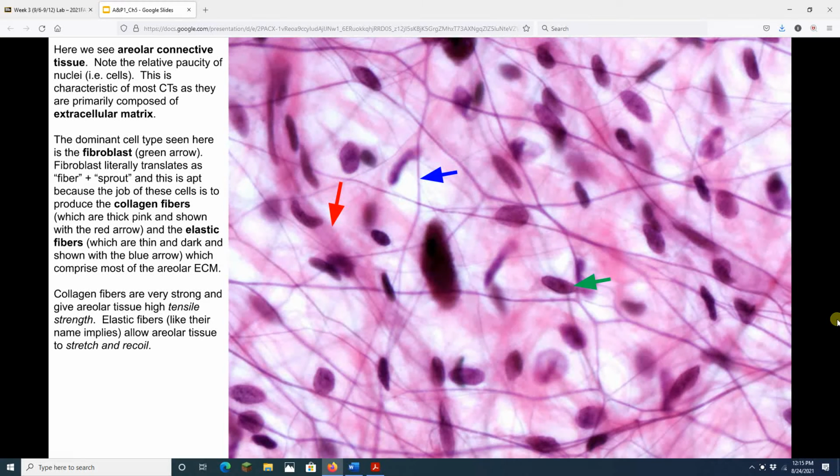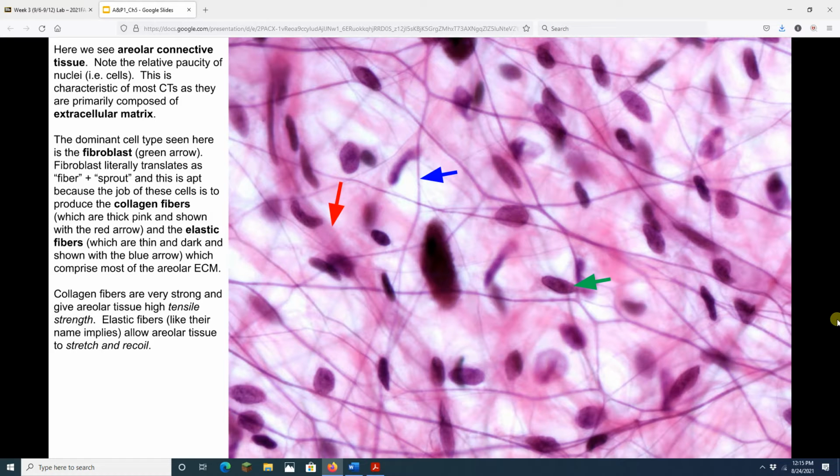To lab number 5. Yeah, lab number 5. We're moving right through this lab manual, aren't we? So lab number 5 is going to be more histology. So we are looking at more tissues.